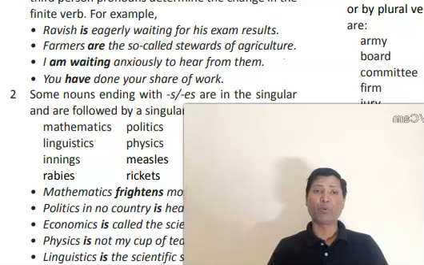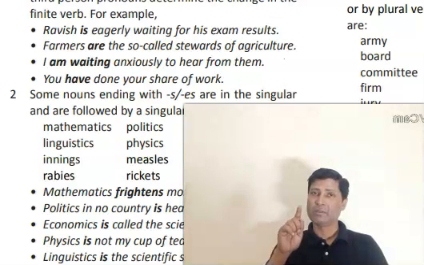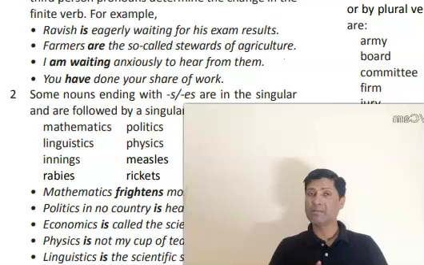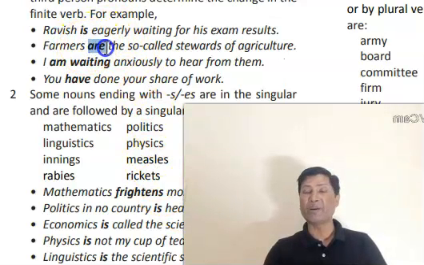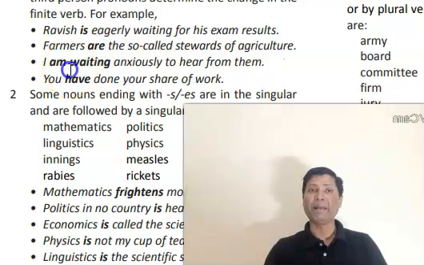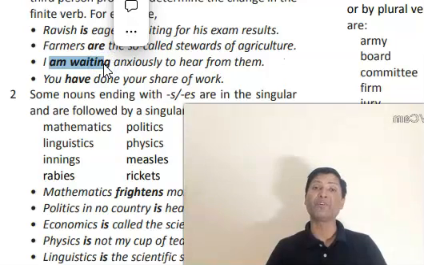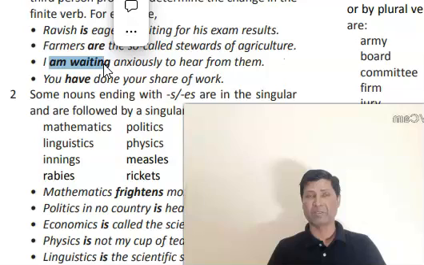is, are, am, waiting and have are of the same number and person as their subject is. For example, the verb is singular because its subject Ravish is singular. Keep it in mind. The verb are is plural because its subject farmers is plural. The verb am waiting is in the first person. I repeat, it's in the first person. Am is a first person verb because its subject is in the first person.